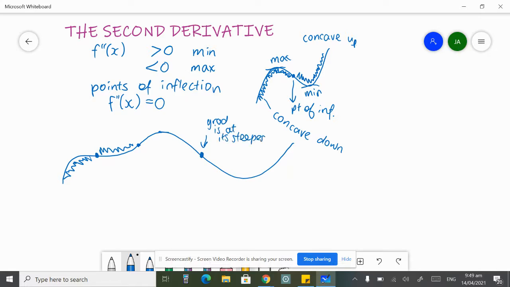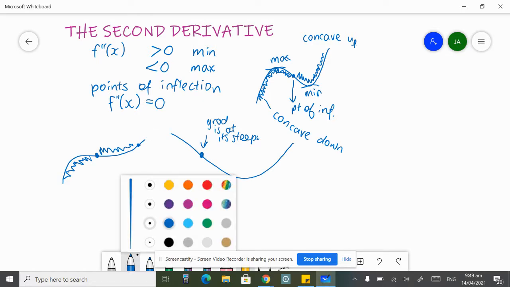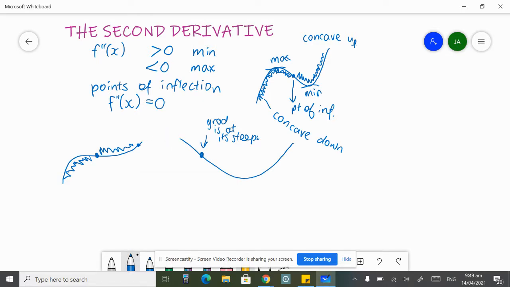And if you think about that, here the gradient is 0, and here the gradient is 0. So as you're going down here, it's getting steeper and steeper until that point, and then it starts flattening out again. Just going back to the concavity, here it's concave down, and here it becomes concave up again.